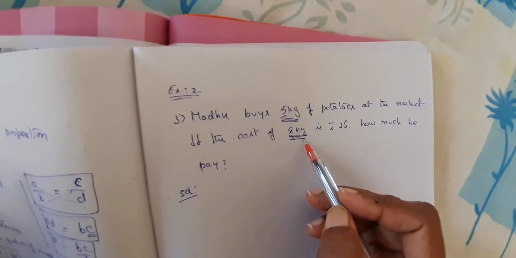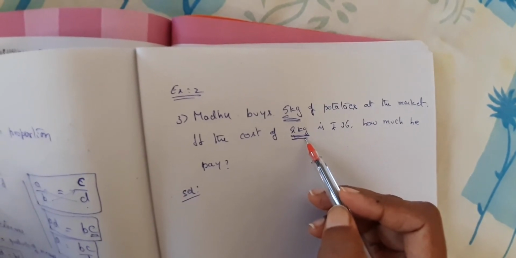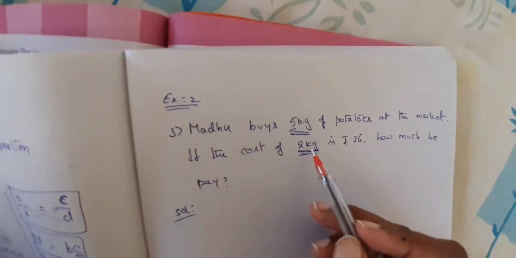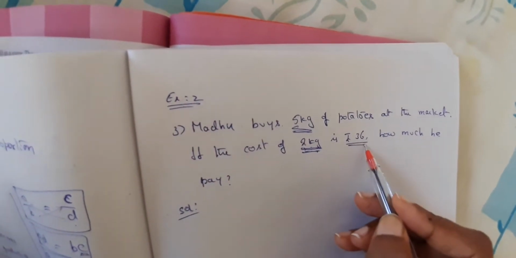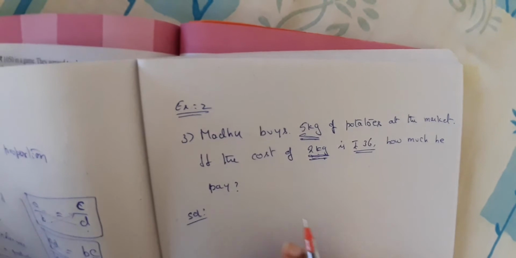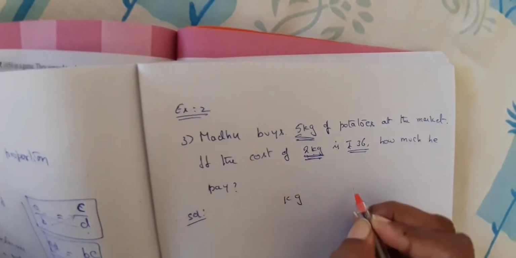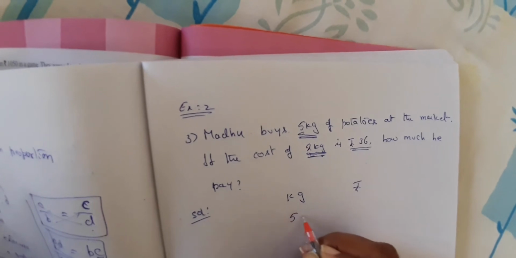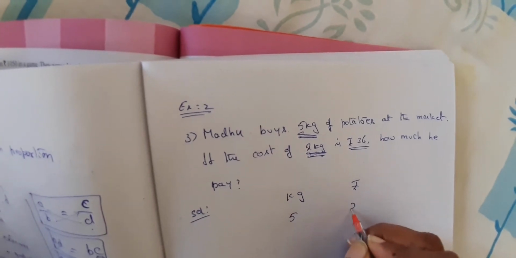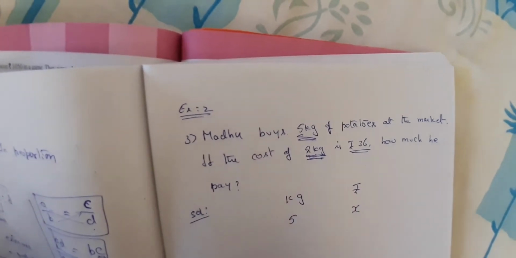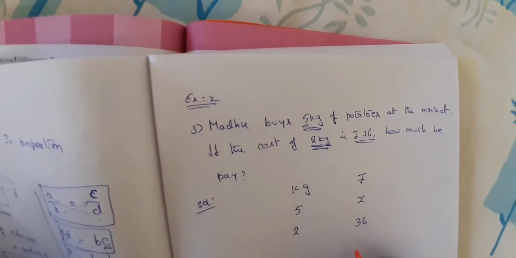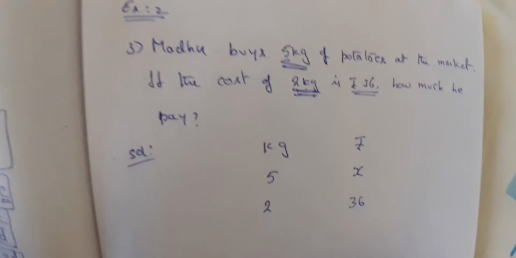Do we know the cost for 1 kg of potato? No. The information given to us is that 2 kgs of potatoes cost 36. So now I'll write in kgs and in rupees. Let me write it like this. In kgs, 5 kgs. Rupees I don't know, so x. In kgs I'll take 2 kgs. Here it is rupees 36.